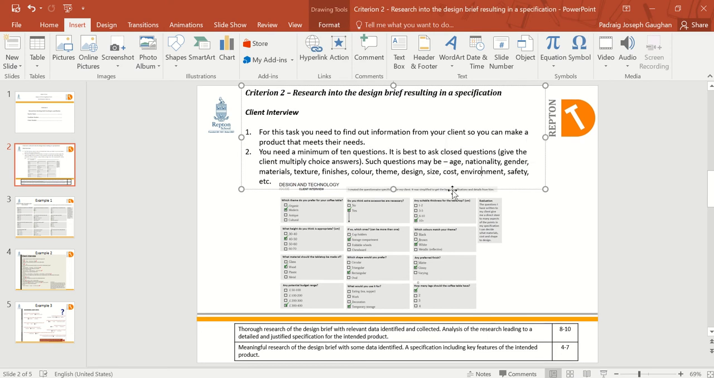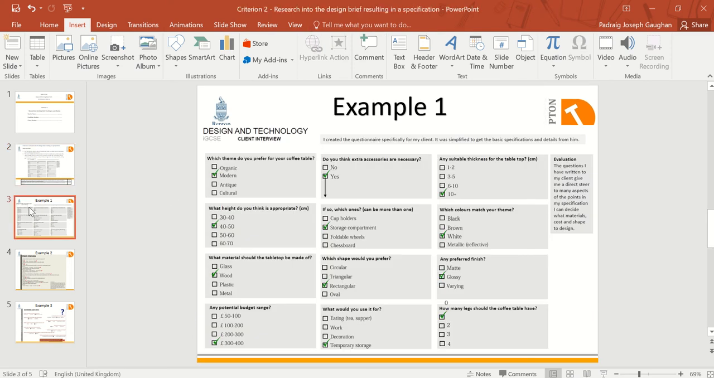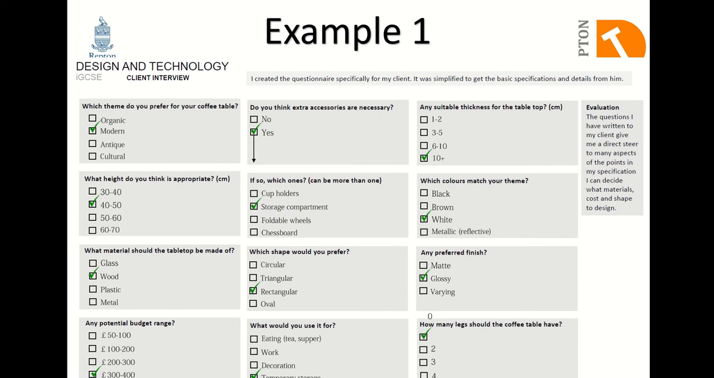Right, so if we look at some examples here, these are all closed questions. With open questions, you would ask a question and then you would have to write out the answer that the person said. But it's best to stick with closed questions. It's just easier. This example was for a jewelry box. This is on the school website.